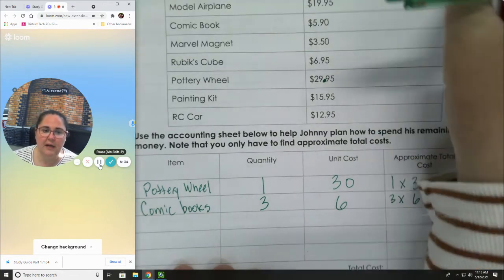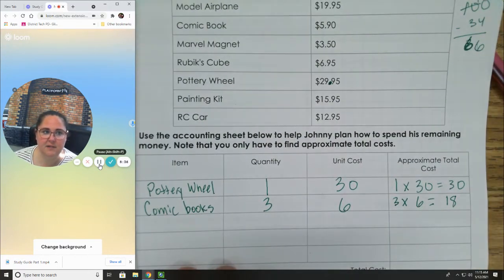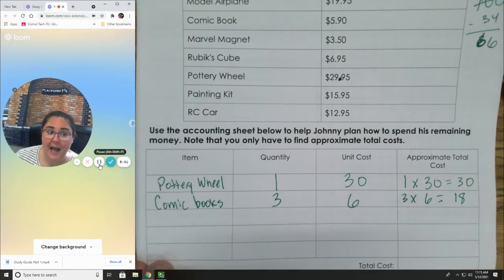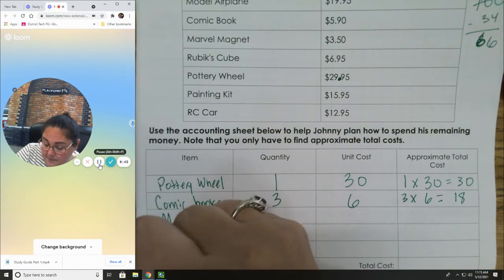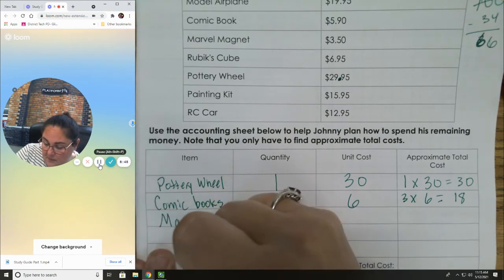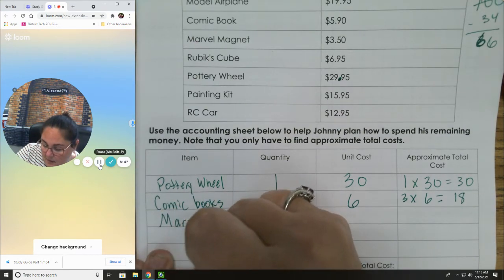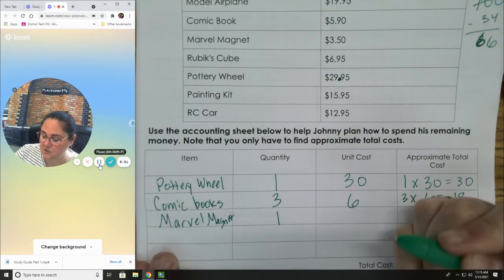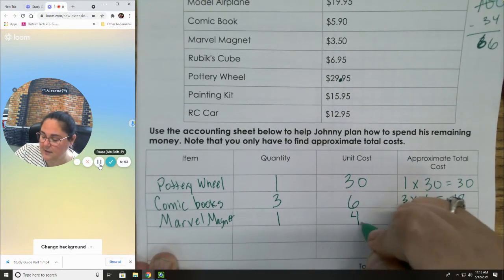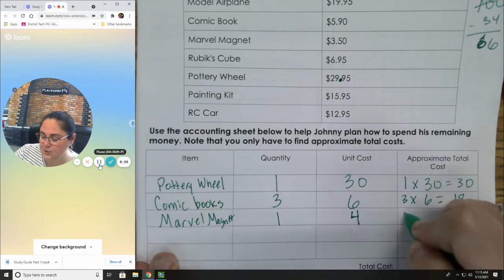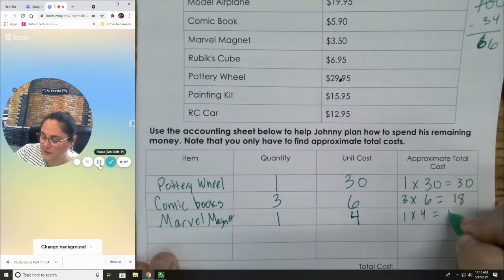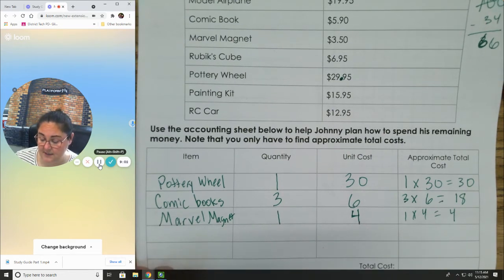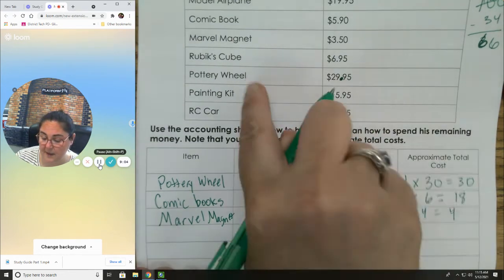All right, so I know what I'm going to do. I'm going to get 2 more things. I'm going to get a Marvel magnet. I'm only going to get 1 of those. $3.50, so that's close to $4. So 1 times 4 equals 4. And I'm also going to get a painting kit.